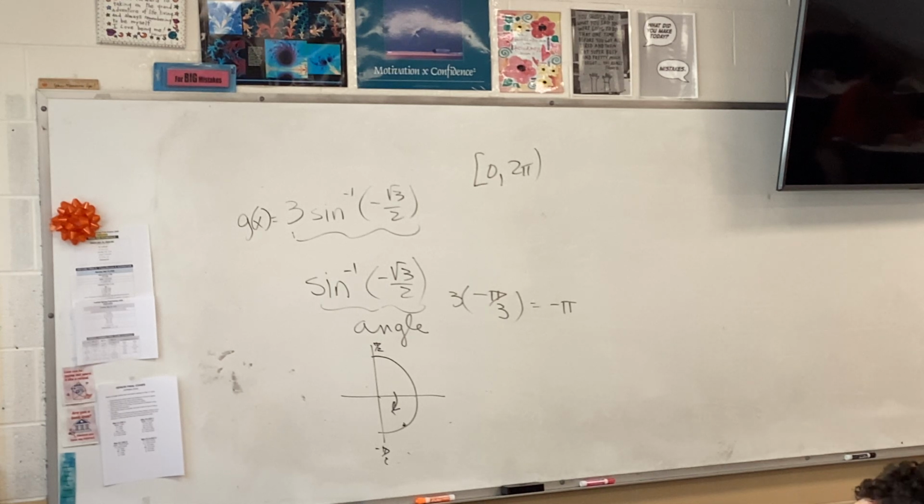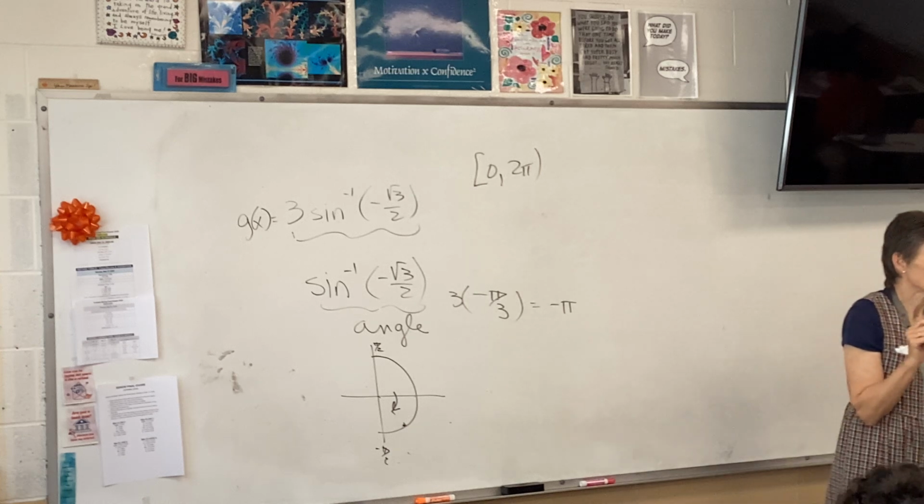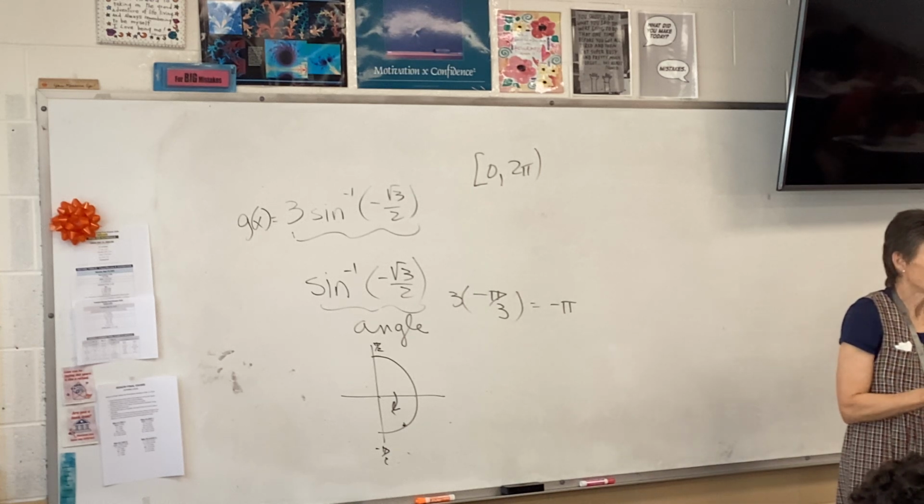Would you agree with me? Draw a little horizontal line where y is negative 3.14. And how many places does that horizontal line cross your curve? I think 4 times, doesn't it? So the answer is 4. Okay.